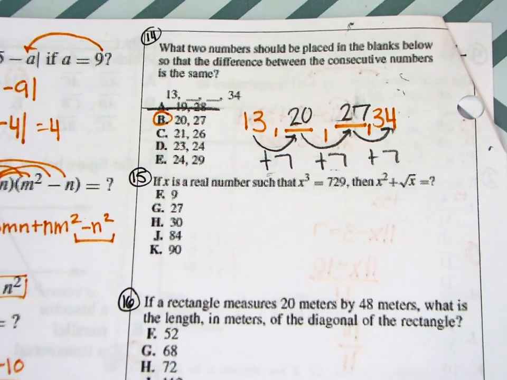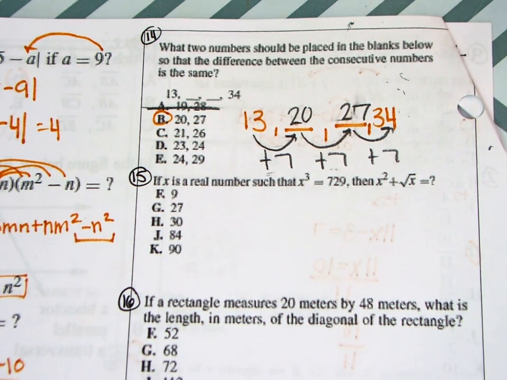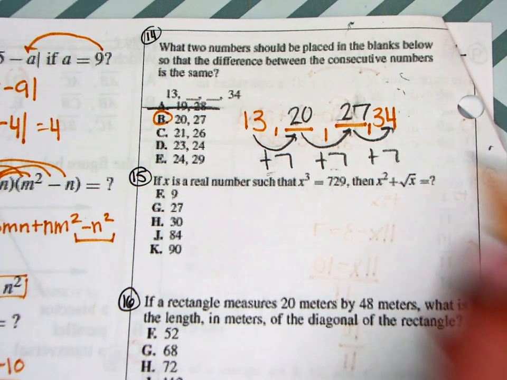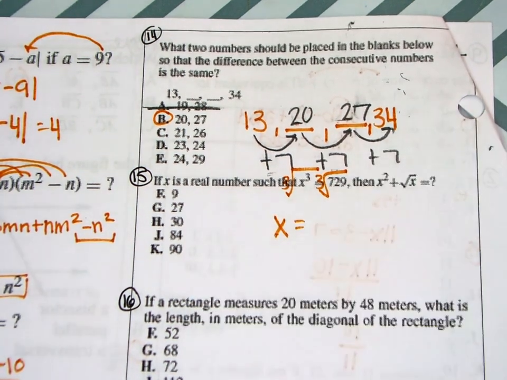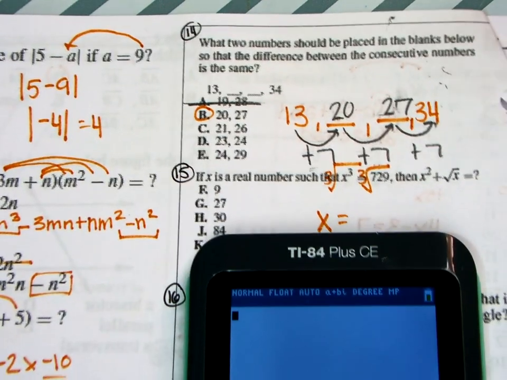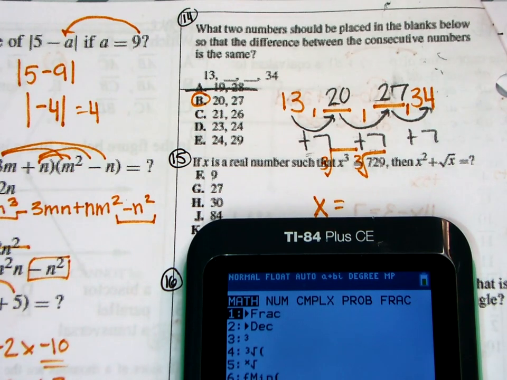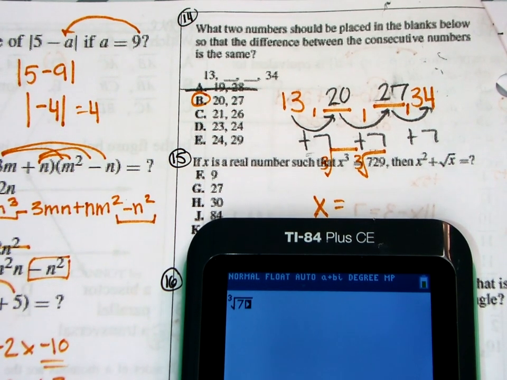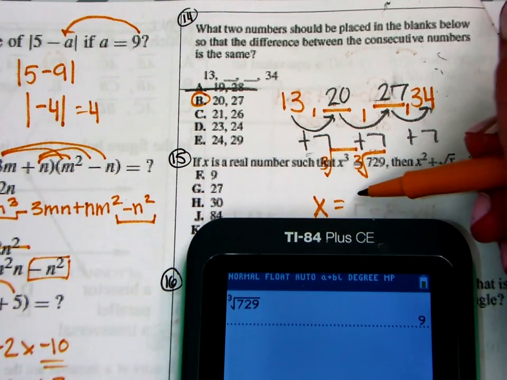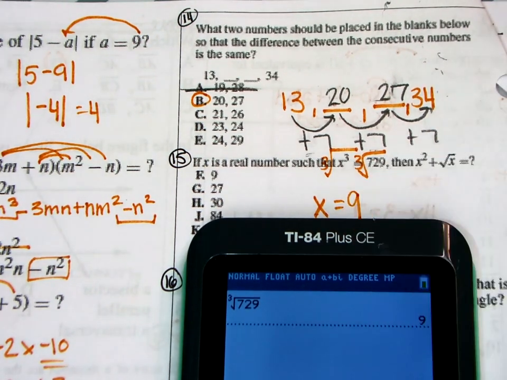Number 15, if x is a real number such that x to the third equals 729, then x squared plus square root of x equals blank. Well, I would cube root the x value. So in your calculator, the way that you get to a cube root is you go to math and you go down to option 4, cube root. Then I just type in the number and press enter. So my x value is 9.